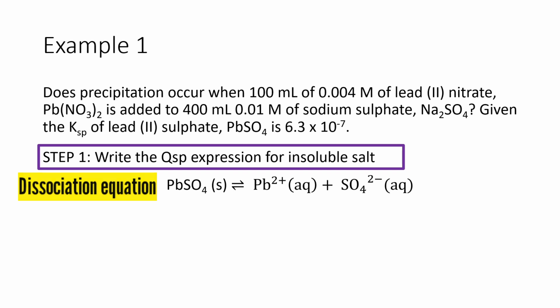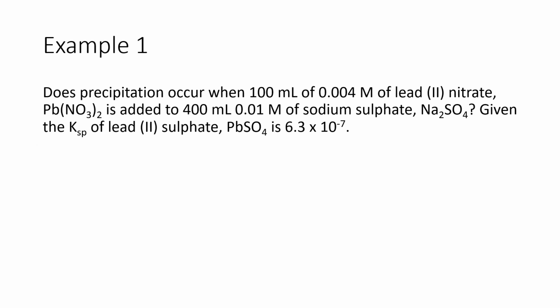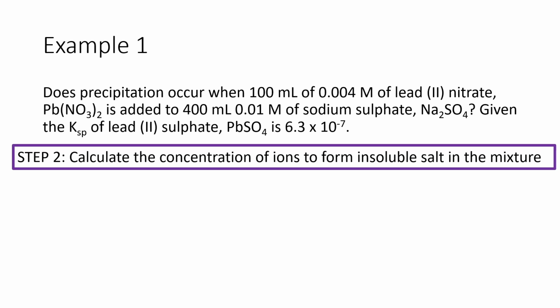From the dissociation equation, we then can write the reaction quotient expression as the product of the concentration of the cation, lead(II) ion, with the concentration of the anion, sulfate ion. To calculate the reaction quotient Q value, we first need to calculate the concentrations of ions that form the insoluble salt in the mixture.